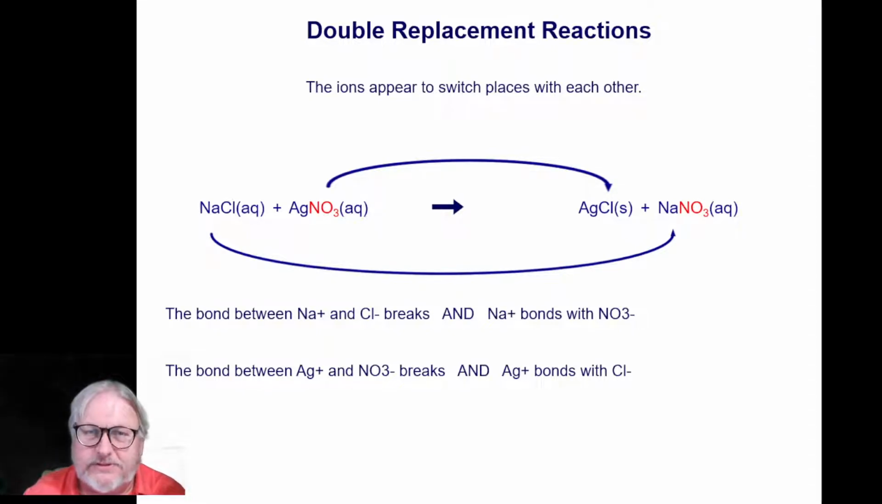So what happens, we have sodium chloride and silver nitrate. The nitrate will replace the chlorine, and the sodium and the chlorine bond breaks, and the sodium will bind with the NO3. And then the bond between the silver and nitrate breaks, and the silver and chlorine will form a bond.